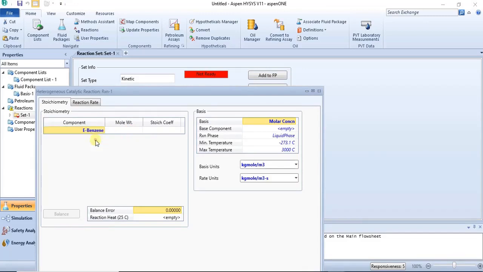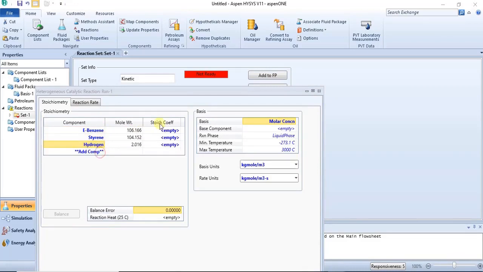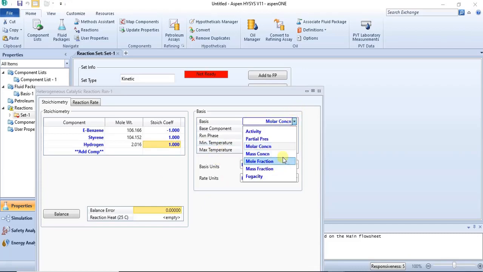So we have ethyl benzene to give you styrene and then hydrogen, right? So you can easily balance this. Once your balancing is correct, your balance error should be 0, right? And then you can do other specifications. I think the basis is partial pressure. Yes, basis is partial pressure. Base component is ethyl benzene, right? This should be Pascal. Yes, we can also confirm that.